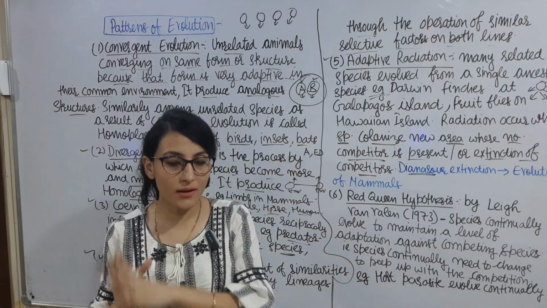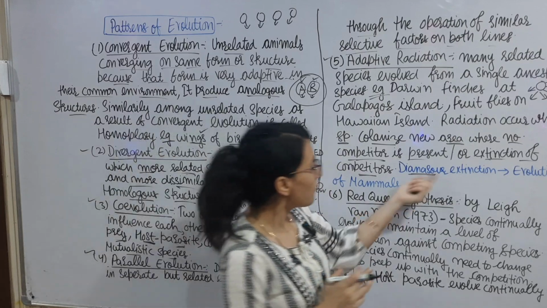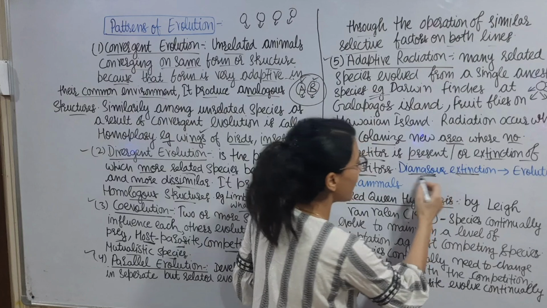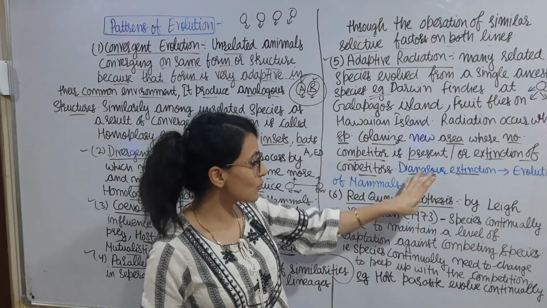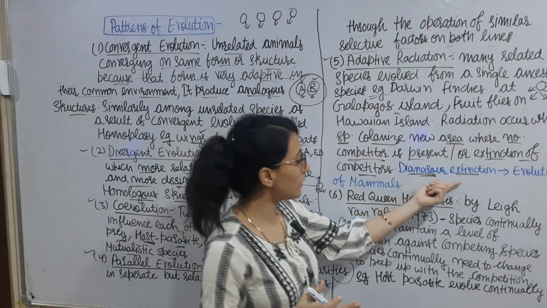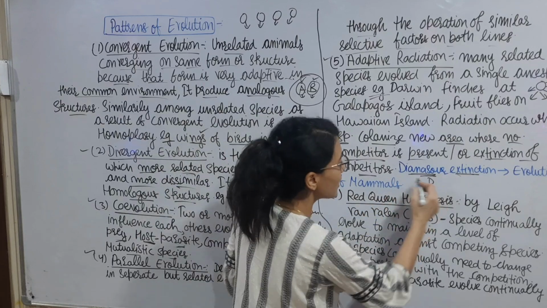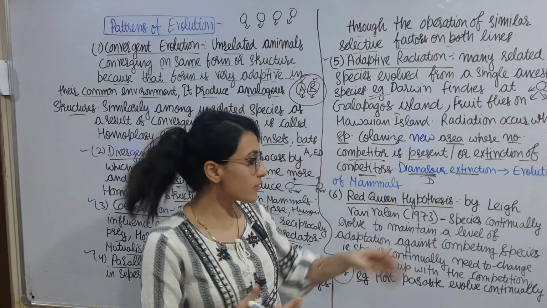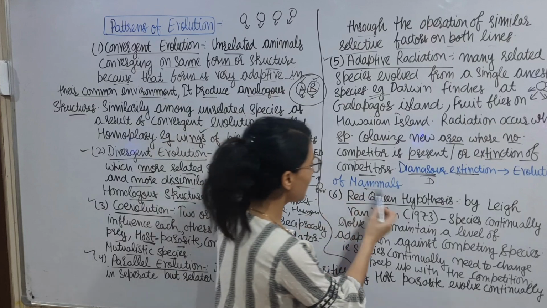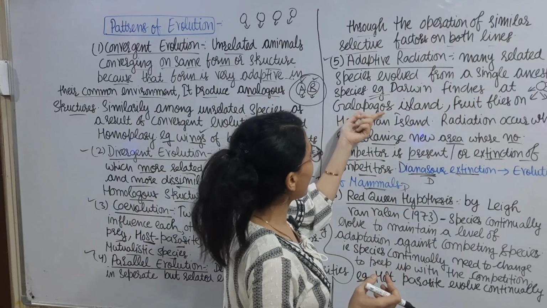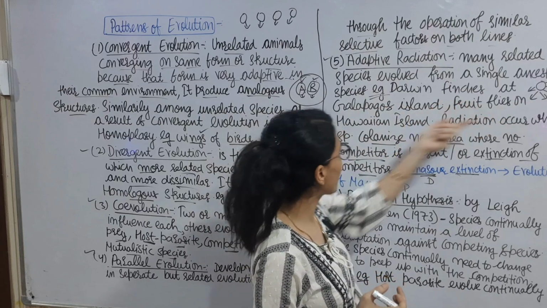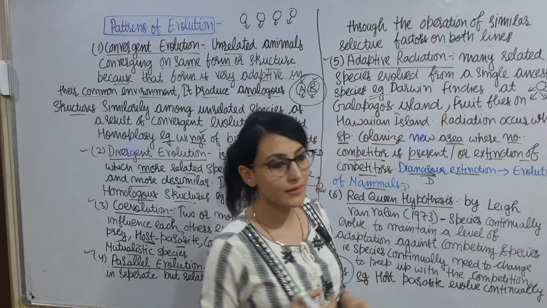Dinosaurs were present on the earth during the Jurassic period, but after the extinction of dinosaurs, there was the evolution of mammals. Dinosaurs are reptiles. During the Jurassic period, they were the dominating species on earth, but after their extinction the mammals became the more dominating species. Darwin's finches evolved on the Galapagos Islands, and fruit flies evolved on the Hawaiian Islands.